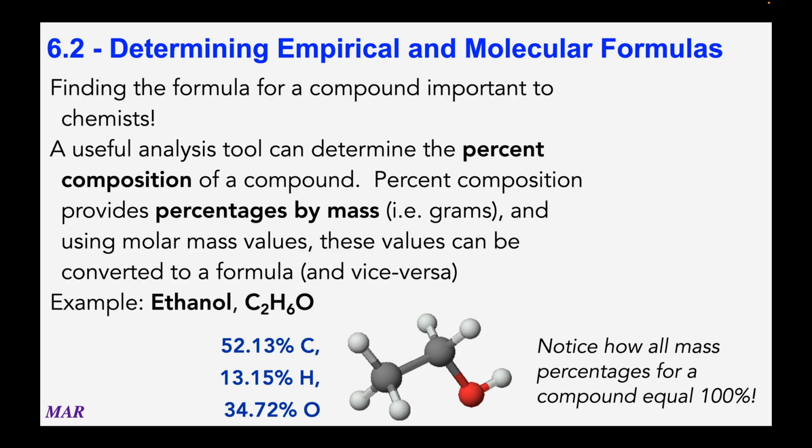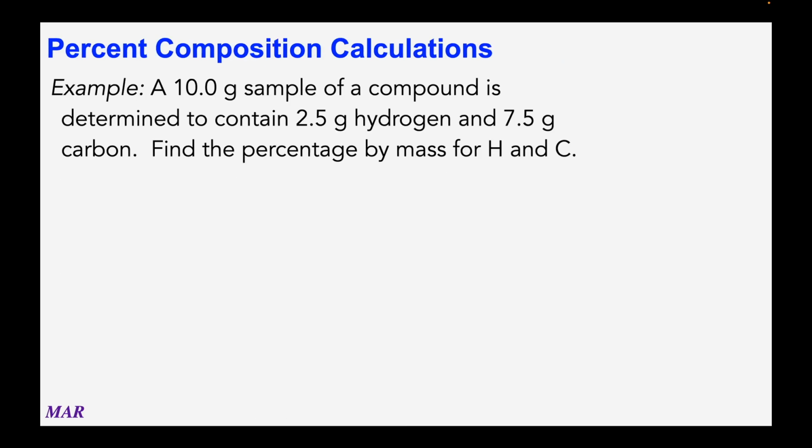And it would be nice to know how to go from a mass percent to a ratio formula, and it would be nice to know how to go from a mole-based formula back to a mass percent, and we'll talk about that in this section. So here's an example of how we can make this work. Let's say we have a 10-gram sample of a compound, and in the compound it has 2.5 grams of hydrogen and 7.5 grams of carbon. Let's find the percentage by mass for both hydrogen and carbon.